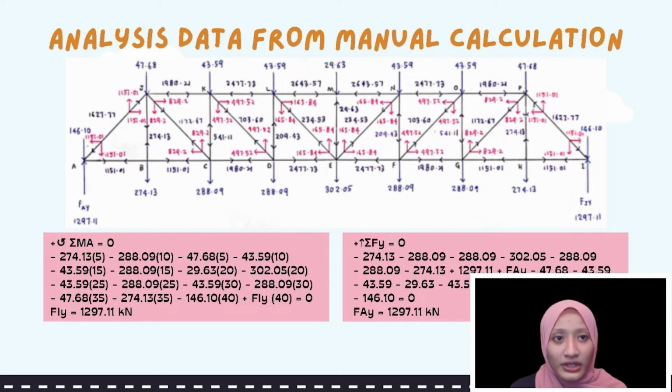So let's move to the interesting part, which is the manual calculation. At joint A, for the detail of the manual calculation, AY is upward and the member 15 needs to be downward to make it balance. So we get the value for member 15 as 1627.77 kilonewton.